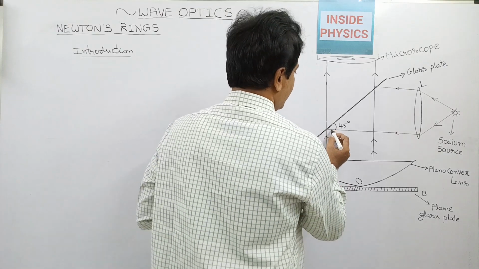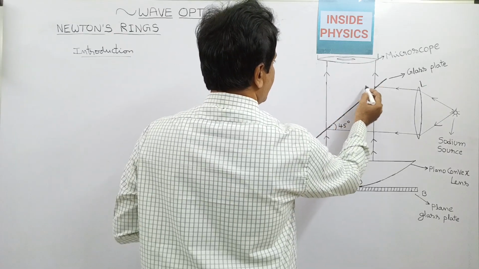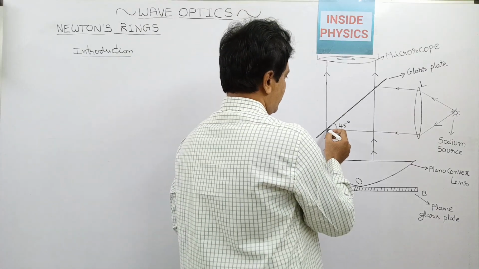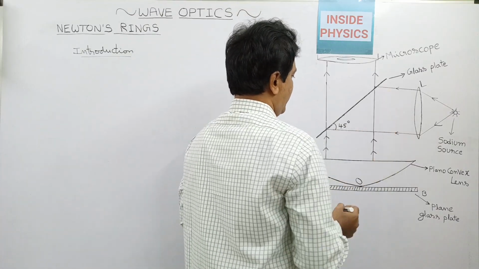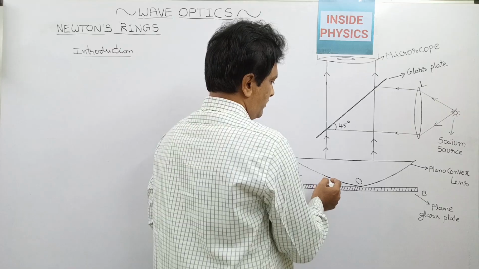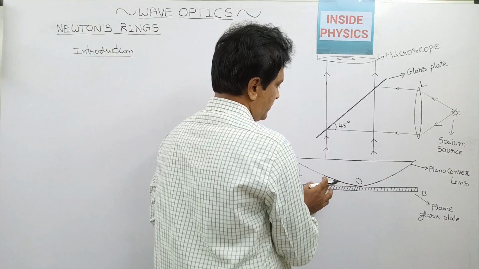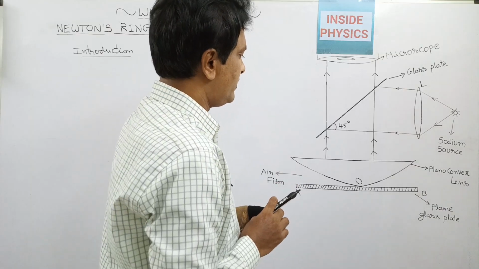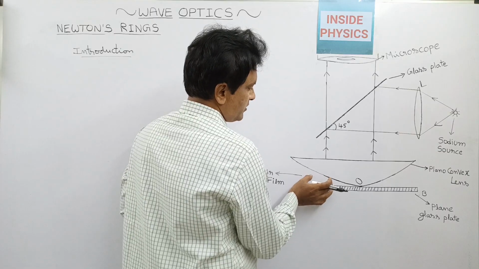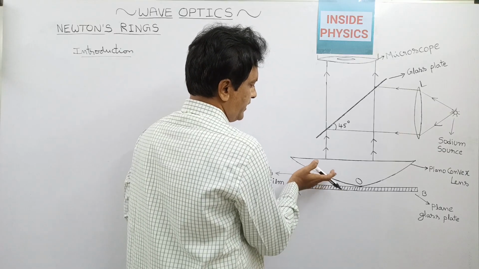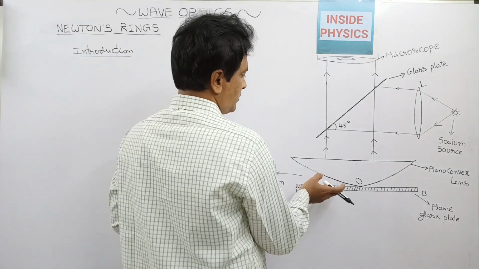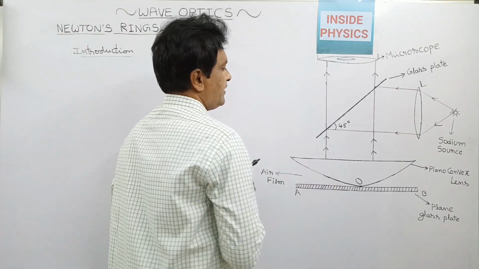The refracted rays will go like this, but we have not shown them in this diagram. Only the reflected rays from this glass plate can be seen, and they pass through the convex lens and are incident on the air film, which is of variable thickness. The reflection happens from the two borders. This air film is surrounded by a glass plate and a plano-convex lens, so the two borders are of glass, and in between there is a thin air film.